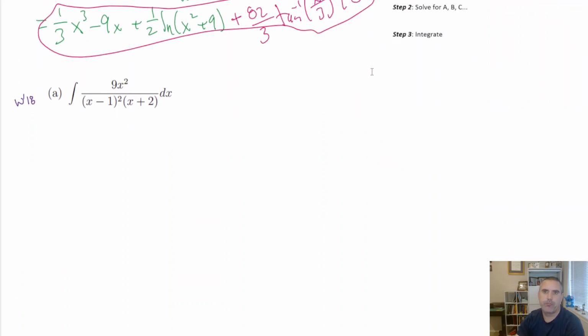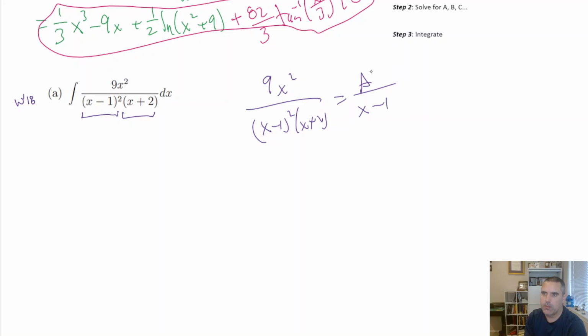Let's keep going. What about this one? What do we got? We have a repeated linear term and a distinct linear term. Off to the races. x squared over (x minus 1) squared times (x plus 2), we get A over (x minus 1) plus B over (x minus 1) squared plus C over (x plus 2). We cleared the denominators.